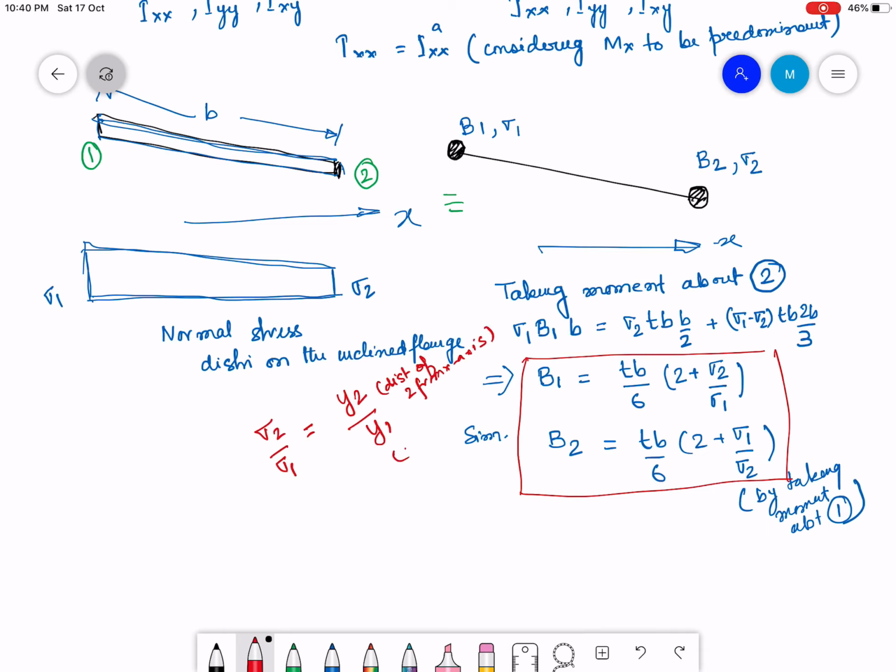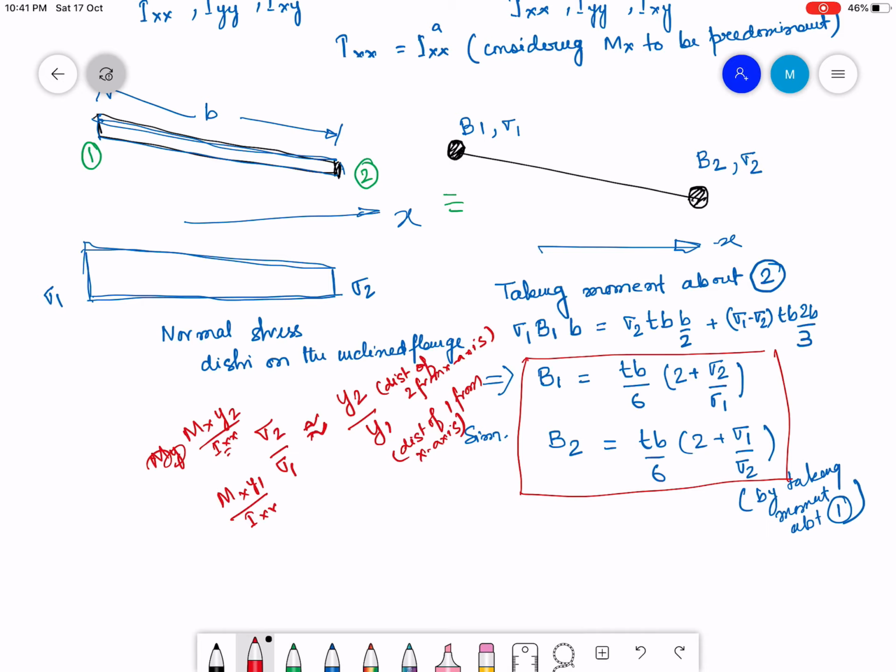And this is a distance of y1 from the x-axis. I can tell this because the normal stress is always going to be Mx into y2 by Ixx, and somewhat this, okay. So Mx into y1 by Ixx. So we can very well say that y2 by y1 is a good approximation of sigma 2 by sigma 1.